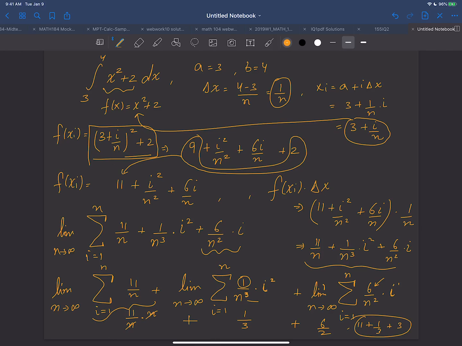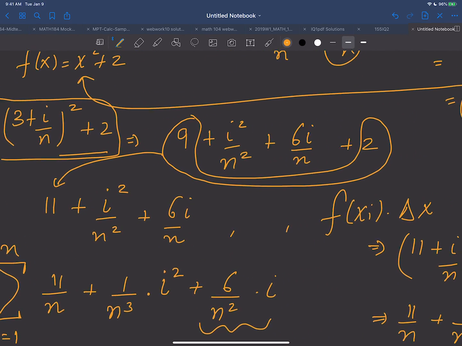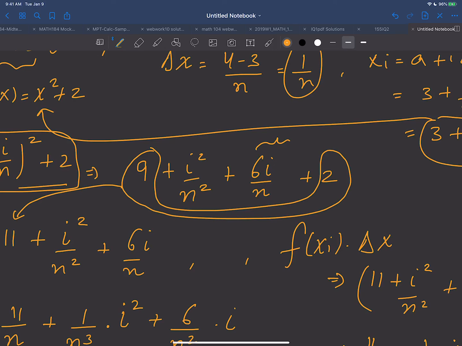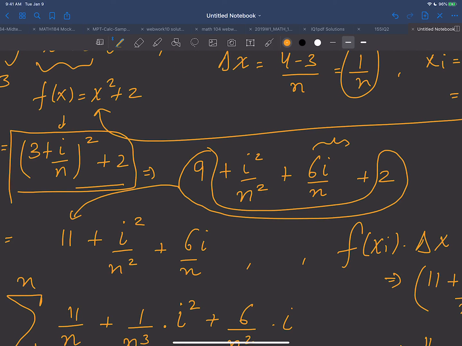And then how did I actually get 6i over n? It comes from when you expand this whole square. You get 2 times 3 times i over n, because the formula for a plus b whole squared is a squared plus b squared plus 2ab, right? So that's the formula we used, and that's what we wrote. a squared here is 9 because it's 3 squared. b squared here is i squared over n squared. And 2ab is where you get the 6i over n from. Does that answer the question? Okay, good, perfect. Any more questions here?